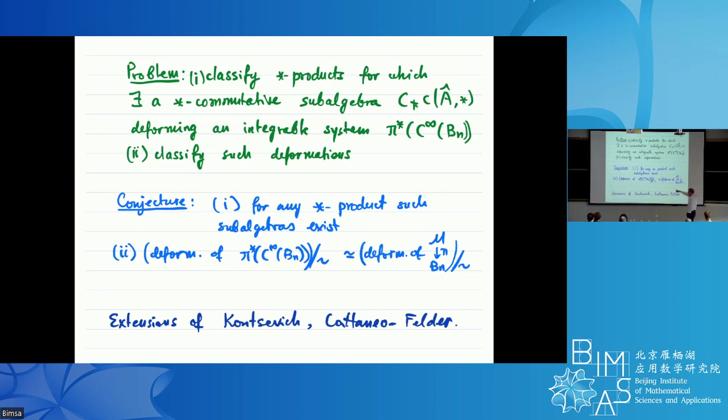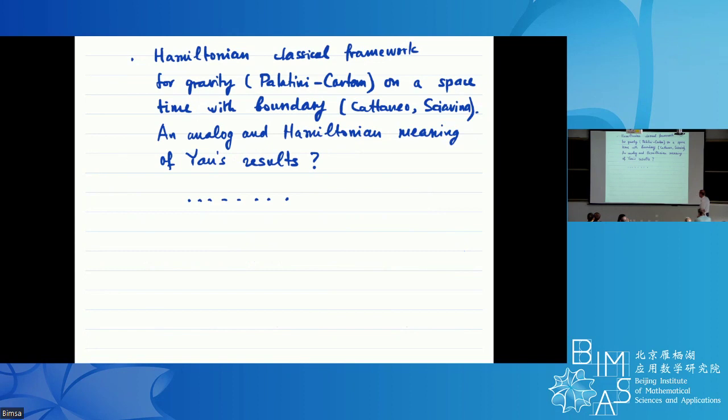And then for a given star product, the space of deformations of such an algebra modulo equivalences is just the space of deformations of this Lagrangian projection modulo natural equivalences. So that's a conjecture. And then it should be an extension of the results of Kontsevich and Cattaneo-Felder. What should be different is the choice of Lagrangian, the choice of boundary conditions in this nonlinear Poisson sigma model.